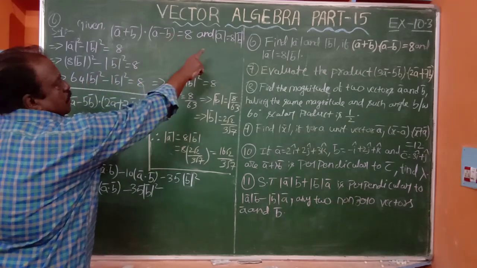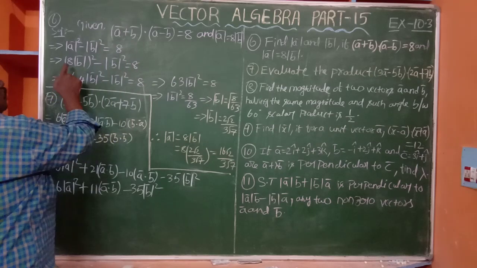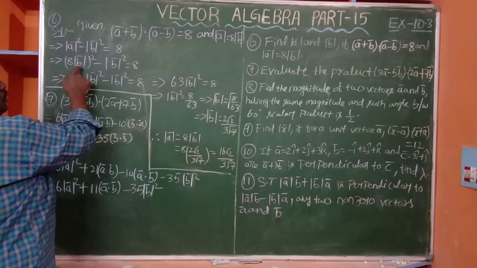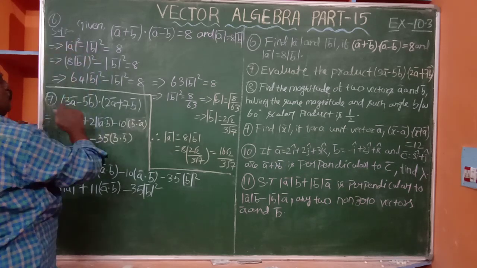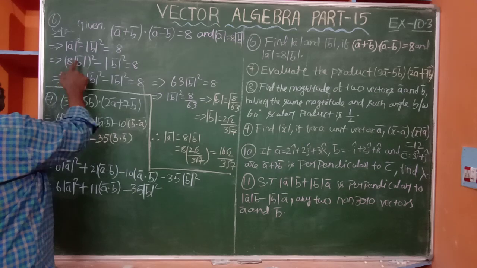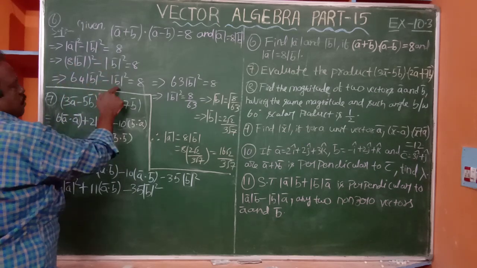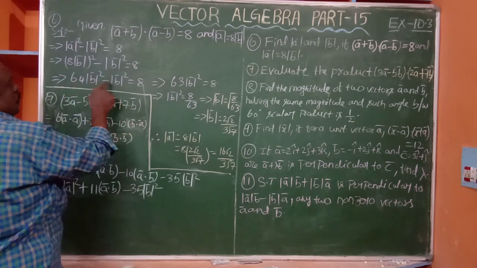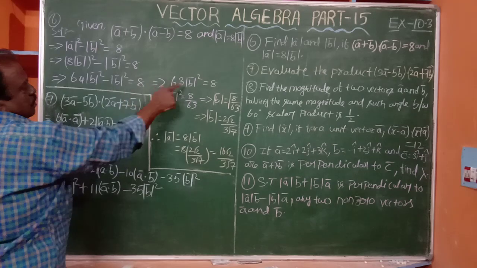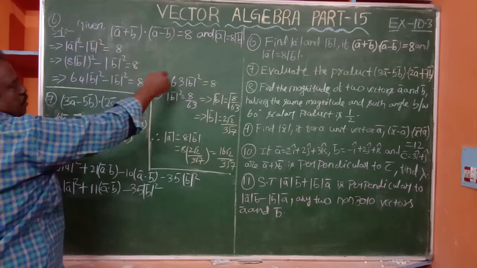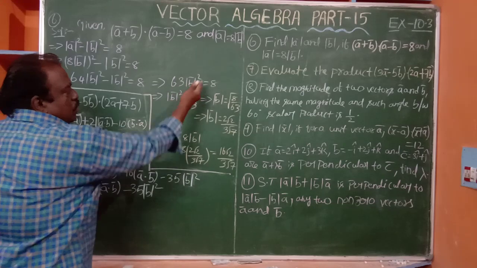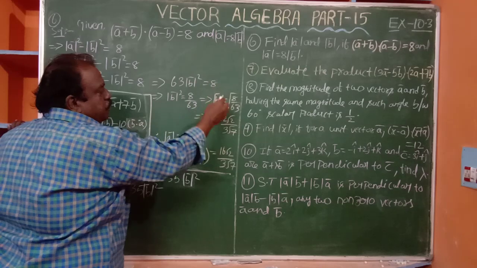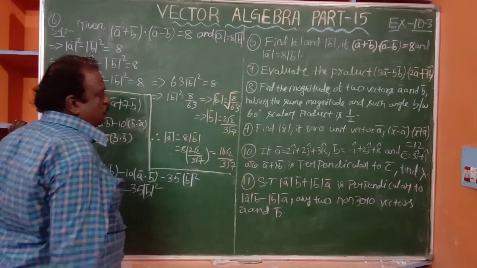Again, modulus of A bar is 8 times modulus of B bar. So instead of A bar, I wrote 8 modulus of B bar, total square. 8 square is 64 modulus of B bar square, minus modulus of B bar square. So it is 64 minus 1, that is 63 modulus of B bar square is equal to 8. So modulus of B bar square is 8 by 63. That is, modulus of B bar is square root of 8 by 63.